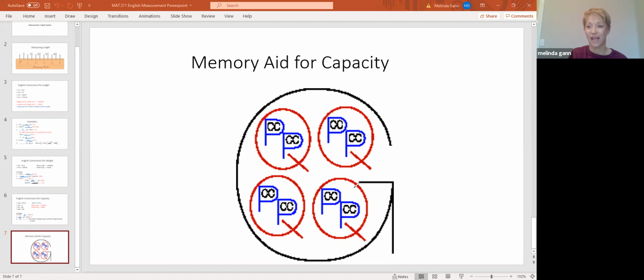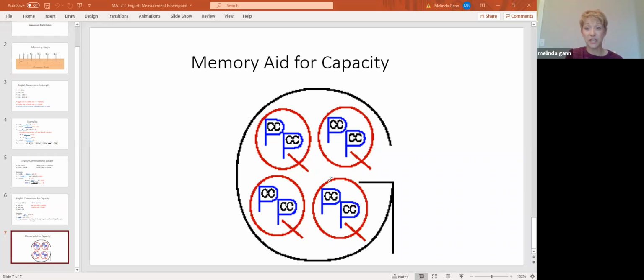Now, what's smaller than a quart is a pint. How many pints are in a quart? Do you remember that there are 2? So she put 2 P's in this Q. There are 2 pints in a quart. There are 2 pints in this quart, and there are 2 pints in this quart.